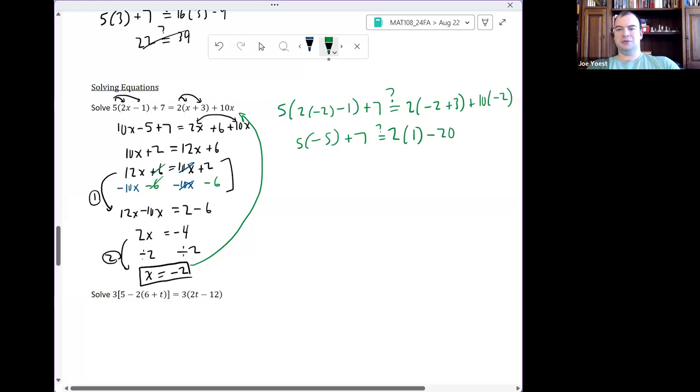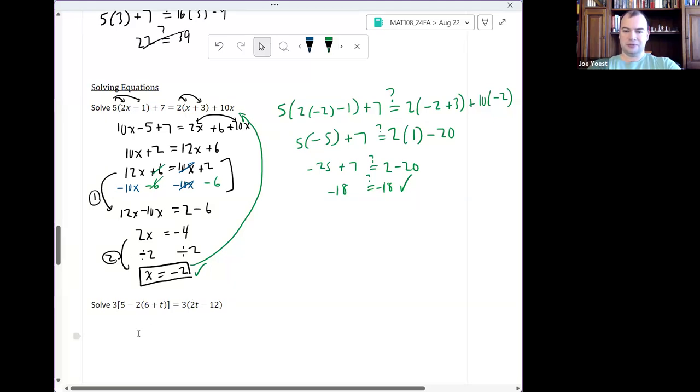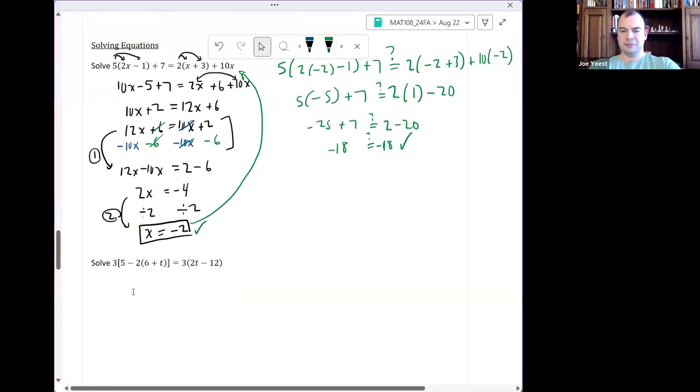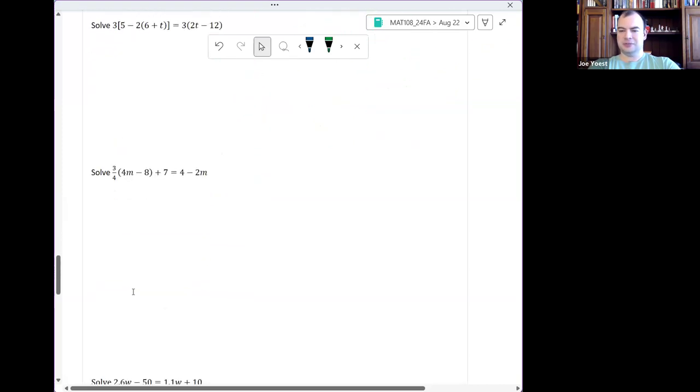My left side can simplify a little more. I get -25 plus 7. Is that equal to 2 minus 20? -25 plus 7 is -18. Is that equal to -18? Yes, it is. So I have checked that x equals -2 is the correct solution. Any questions so far?